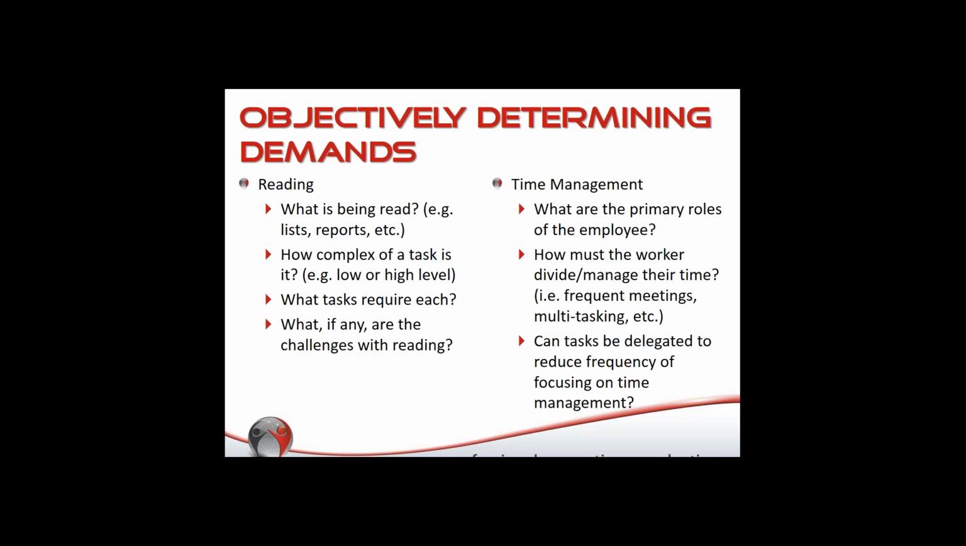Then we look at how the worker must divide or manage their time. Do they get dedicated chunks of time to work on something? Are they in frequent meetings or working on multiple things at a time? That's going to increase the complexity of the time management skills. And then, from an accommodation perspective, you start to look at whether you can delegate some tasks to reduce the frequency of focusing on time management. Can you pull some tasks out, or rearrange their schedule to help them time manage more simply, make it a little bit easier? So these are the kinds of information that you're going to want to document in your cognitive demands assessment. Just a couple quick examples.